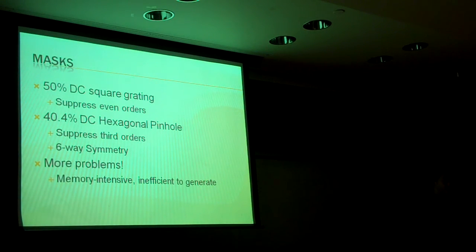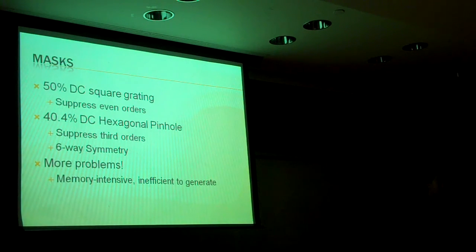Duty cycle, as Vincent explained, is the relationship between the width of the grating and the entire distance between 2 parts of the grating. The 50% duty cycle square grating will suppress even orders, which means that every other dot will be taken away. A 40.4% duty cycle hexagonal pinhole grating, on the other hand, suppresses every 3rd order, which means every 3rd dot will be taken away. So if you think about it, we'll be left with 0 order, 1st order, and then 5th order, and so on from there. But 5th order is already so small that we can essentially neglect it.